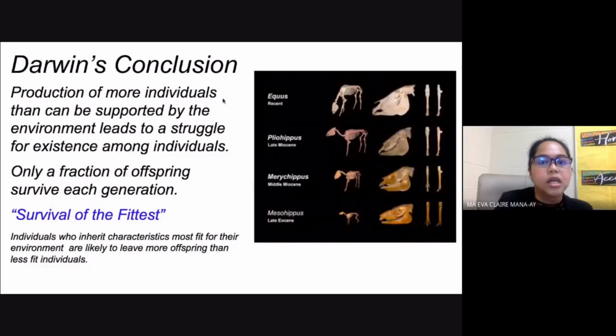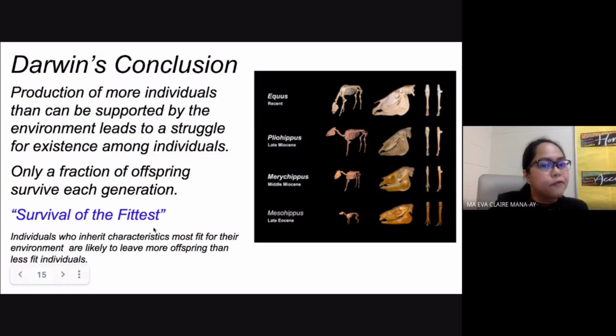So again, these are some of Darwin's conclusions. Production of more individuals than can be supported by the environment leads to a struggle for existence among individuals. This is very similar to the idea of Malthus. Remember Malthus, he said birth rate is higher than death rate. There are more babies born than there are people dying. And so because of this, we need to struggle. We need to compete with each other. And so only a fraction of offspring would survive each generation, and you'd call this survival of the fittest.